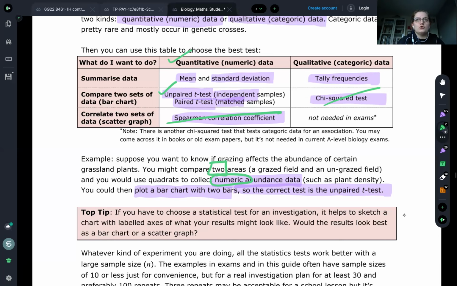If you're not sure what test to do, sketch down what graph you would use. If you've got this sort of data, what graph would I use? Would I use a scatter graph? Would I use a bar chart? If it's a bar chart, it's going to be a t-test of some form, or chi-squared. Or is it going to be Spearman's rank?